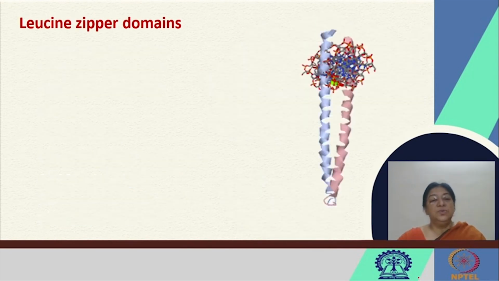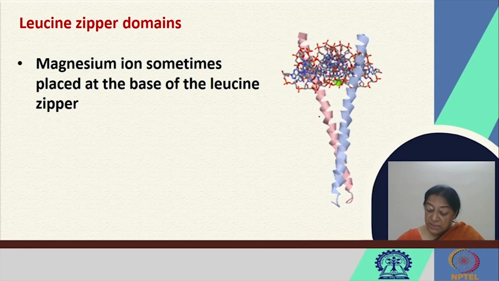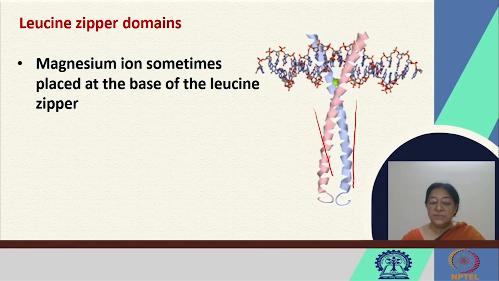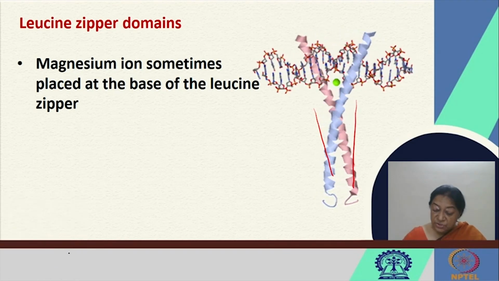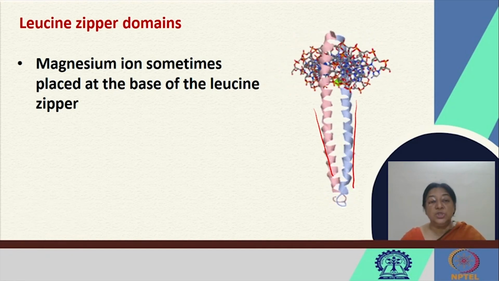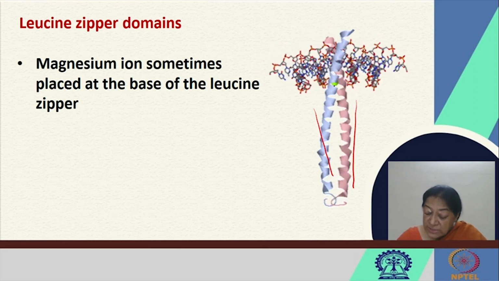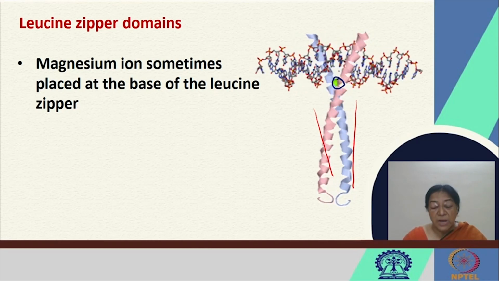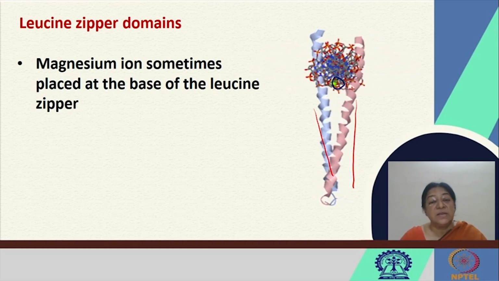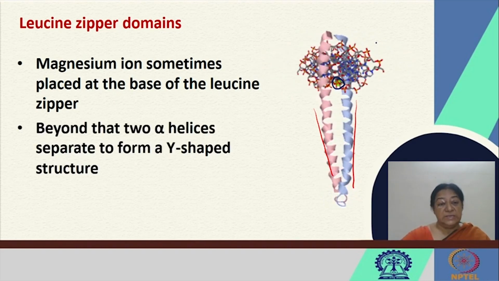So what we see in the leucine zipper domains is an interaction between the specific types of amino acids that are present in the two helices that form this zipper domain. Now, the magnesium ion that is present here is interesting because it interacts with the sugar phosphate backbone. The sugar phosphate backbone being negatively charged, this magnesium ion is sometimes placed at the base of the leucine zipper, and it facilitates the interaction with the DNA and allows the recognition of the helices.